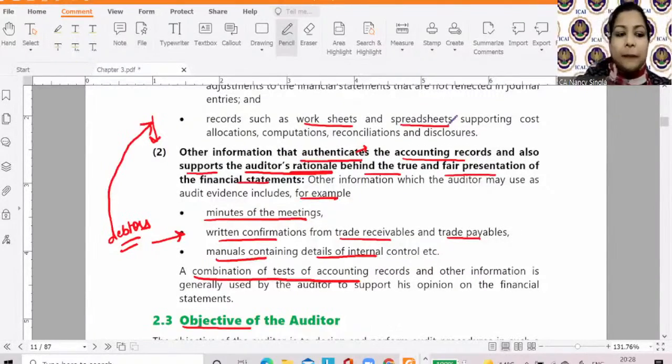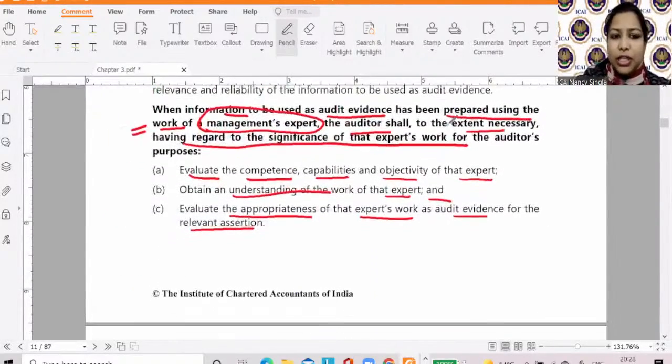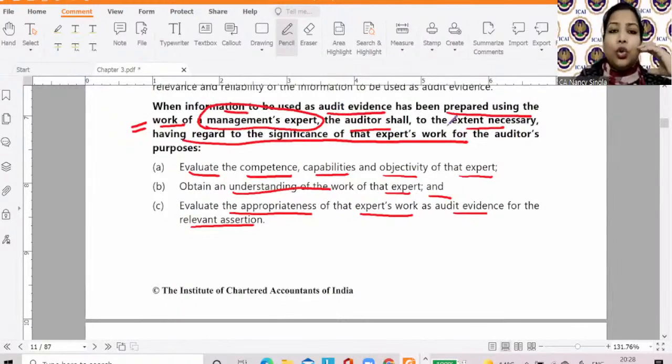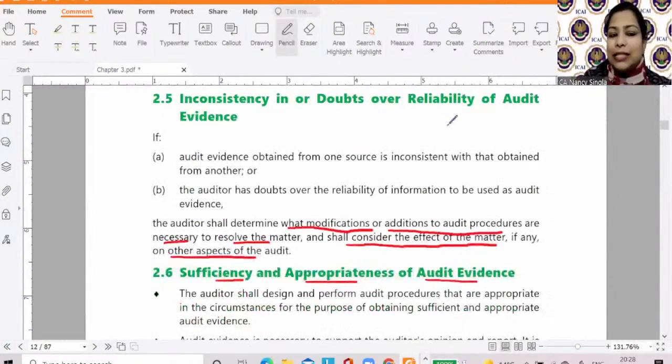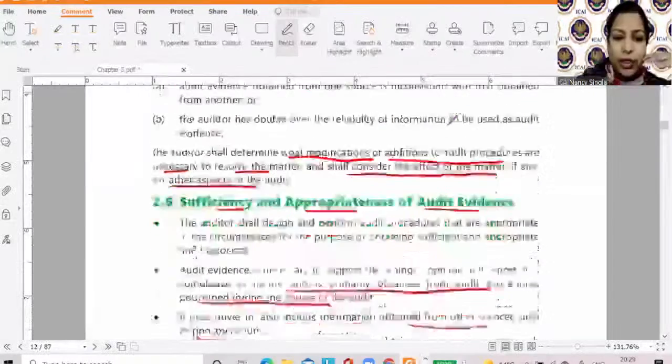validate them. ठीक है? Objective, you know, information अगर management expert से आता है, तो you will see the competence, the capability, the objectivity. You will obtain an understanding of that expert's work, and you will see whether that expert's work is appropriate for the audit evidence for the relevant assertion that you want to check. ठीक है, and entity से लेते हो तो accuracy, completeness, whether it is sufficiently precise and detailed है या नहीं. ठीक है, inconsistency है, doubt है, तो what will you do? You will modify, you will add certain audit procedure, and also auditor considers the effect of that matter on the other aspects of the audit.